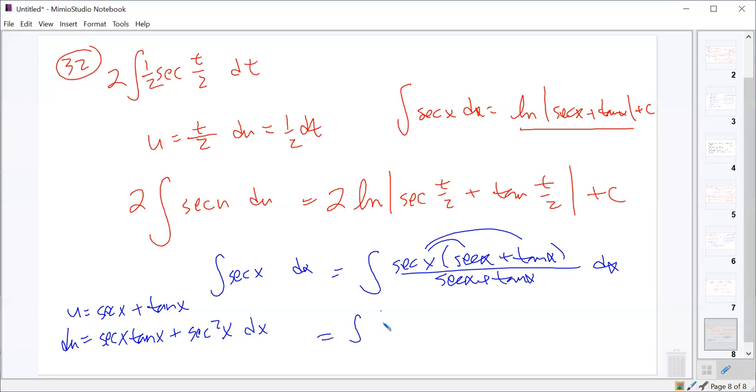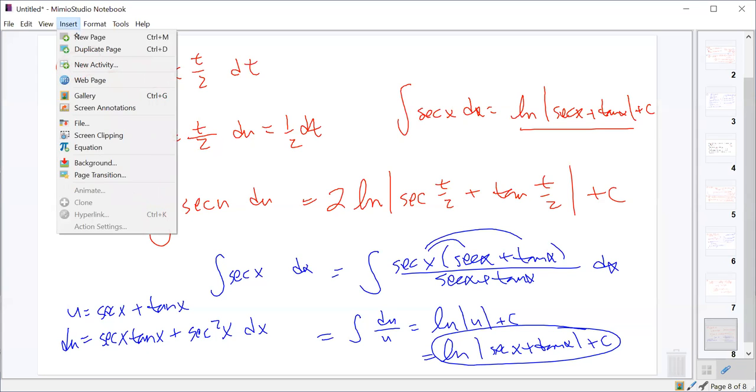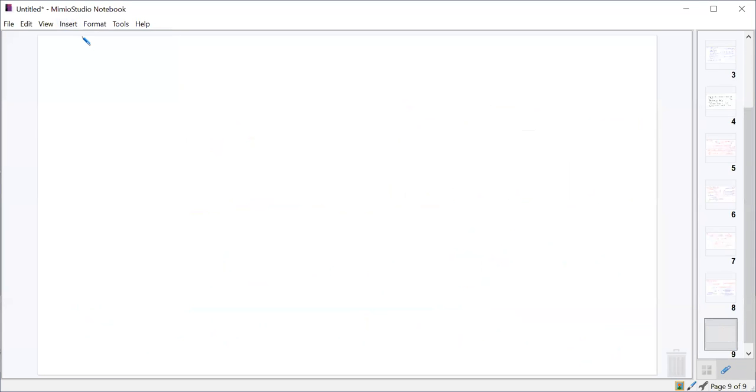So this just ends up becoming integral of du over u, which is natural log absolute value u, natural log absolute value secant x plus tangent x plus your constant. So kind of a cool little trick there to find that integral, but not something you really need to know for this class. I'm not entirely sure why that one was included in the AB questions and not for the BC attached to it. But that's how you do it. Surprised nobody asked me about that one last period.